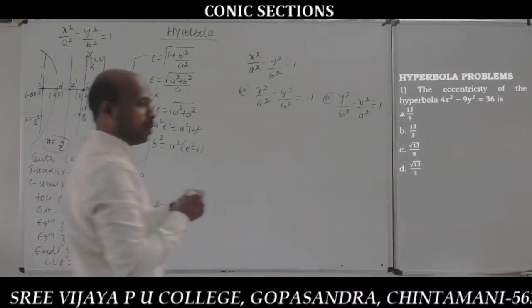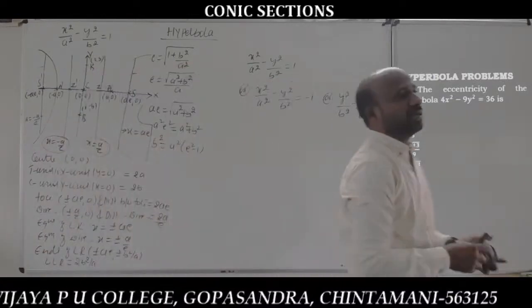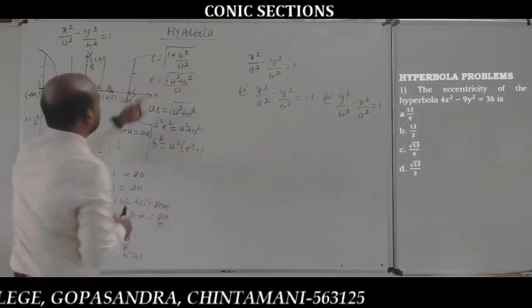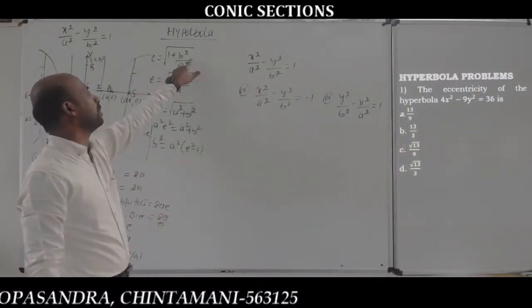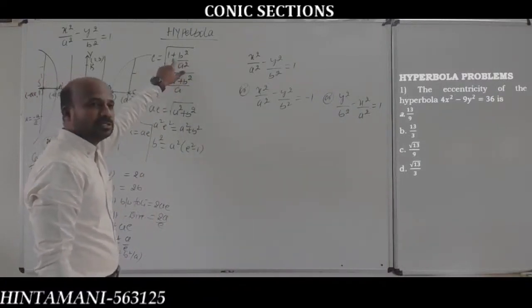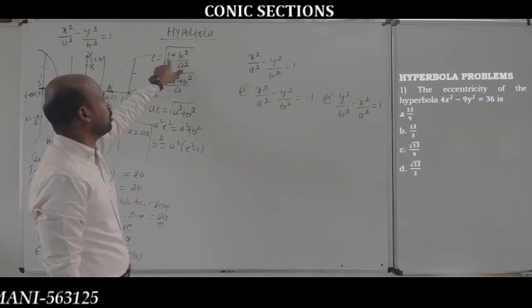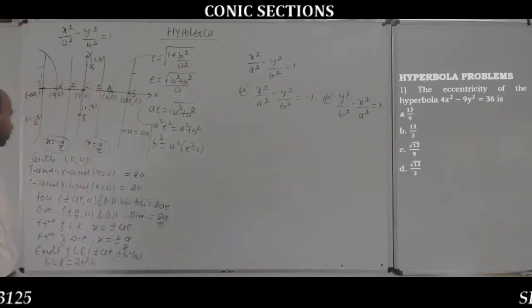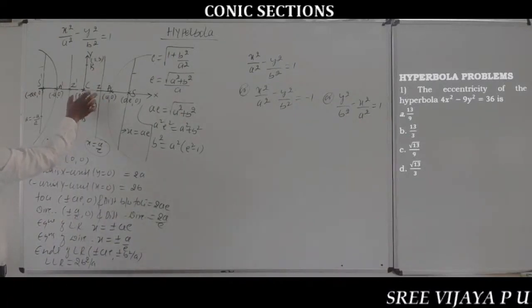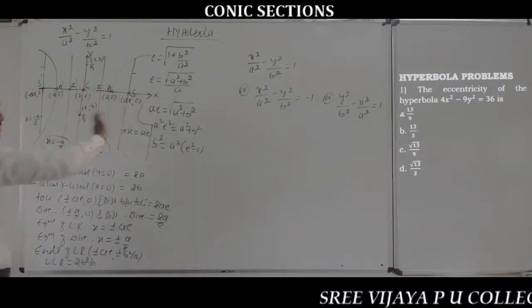So these are the properties related to the hyperbola x square by a square minus y square by b square is equal to 1, where the eccentricity e is equal to root of 1 plus b square by a square. In the ellipse we take 1 minus b square by a square, and for the hyperbola it becomes 1 plus b square by a square. Okay? See here, once again for this hyperbola, the coordinates of the center are 0 comma 0.